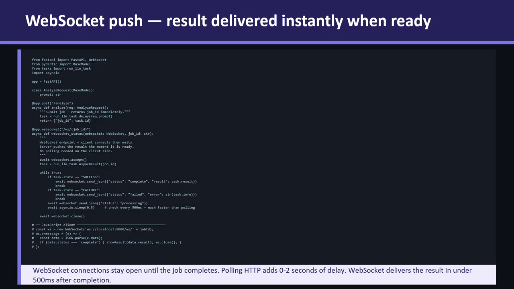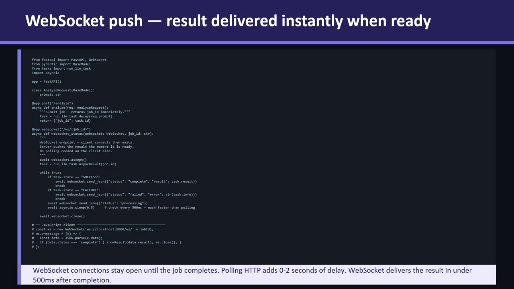A WebSocket connection is established using the JavaScript WebSocket constructor, passing the URL with the ws:// protocol prefix and the job identifier as a path parameter. The onMessage handler receives each JSON message. When status is complete, you display the result and close the WebSocket.